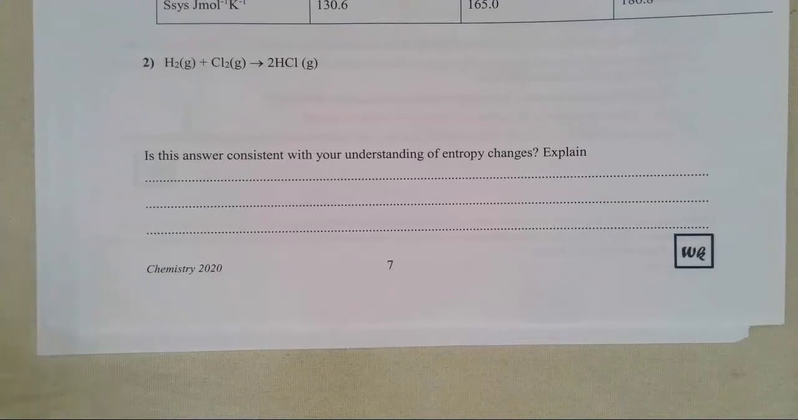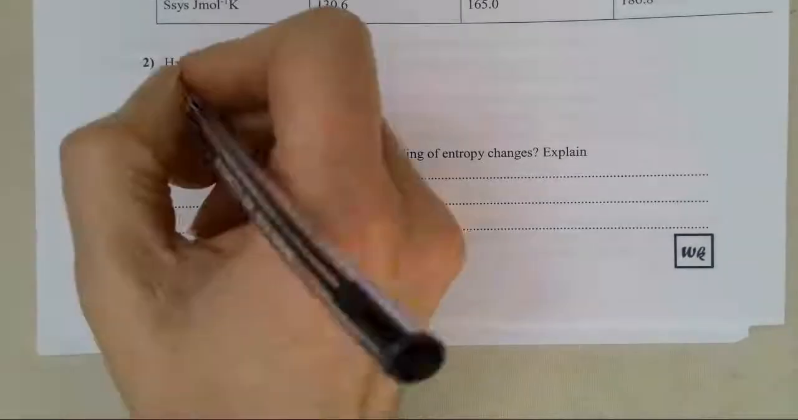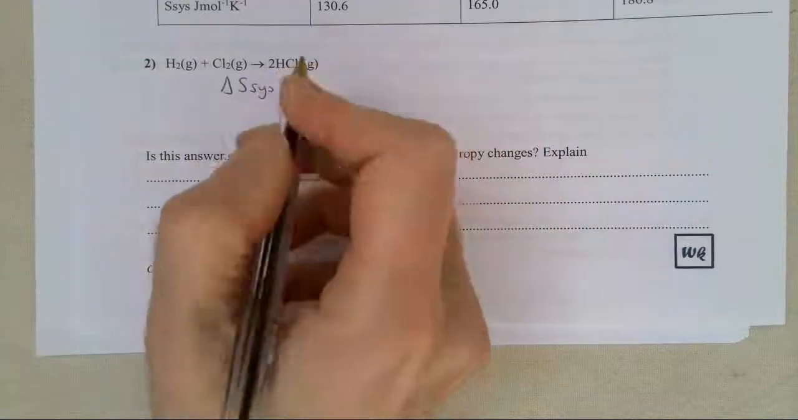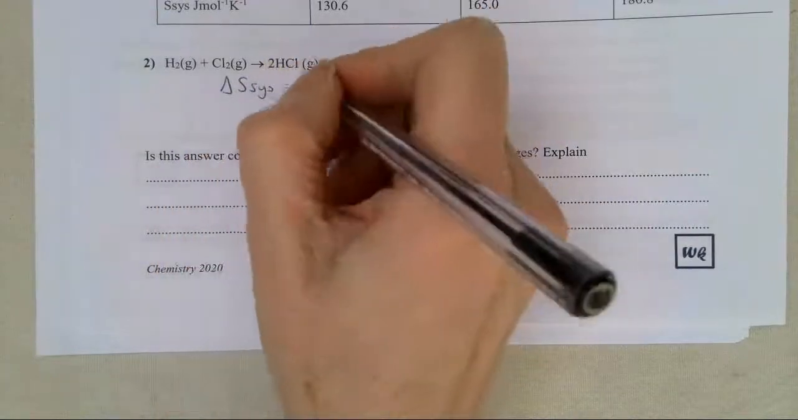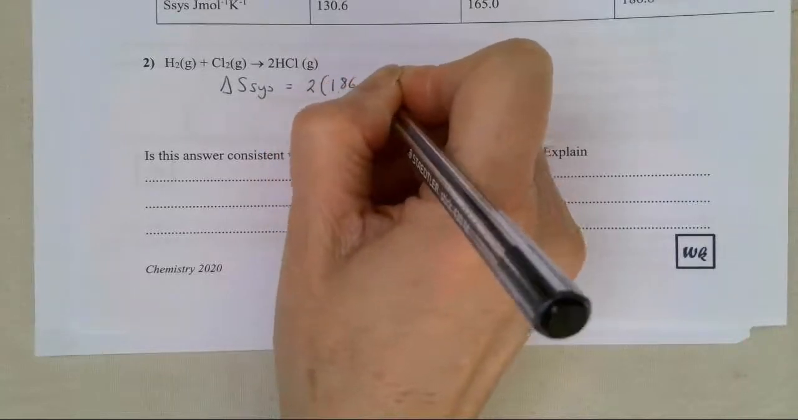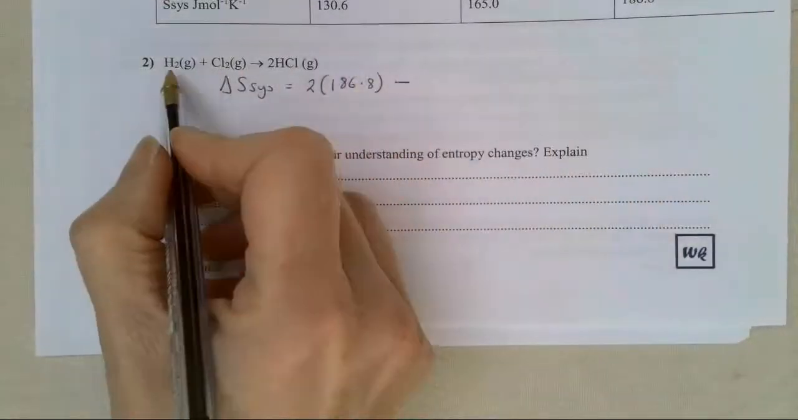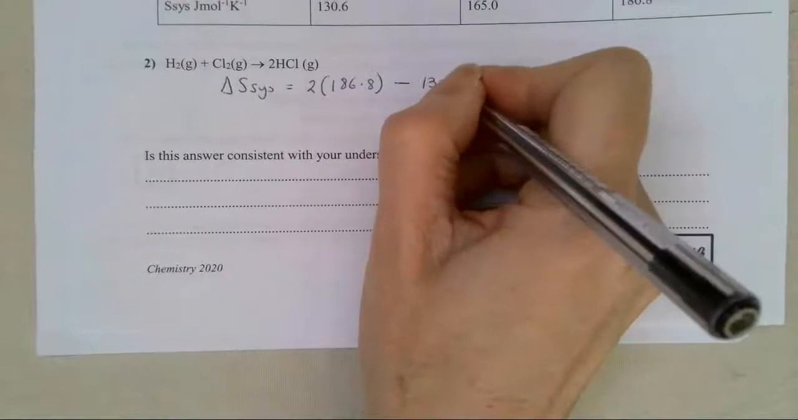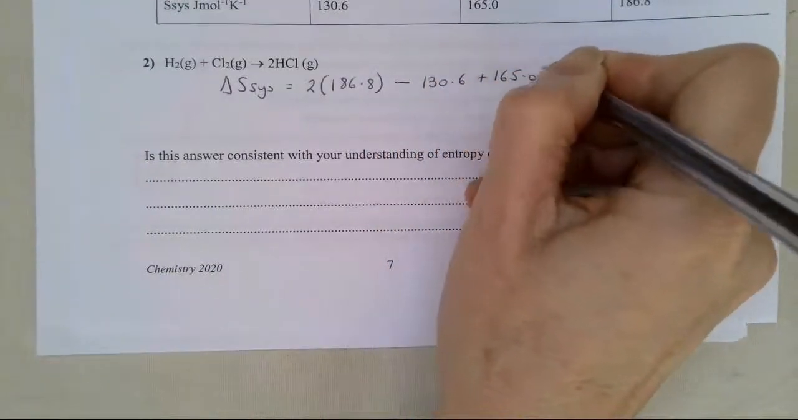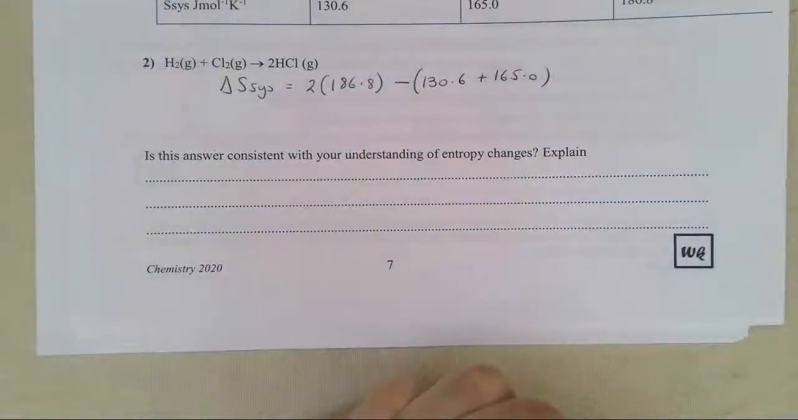Okay, so we're going to look at this second question now. So I've got hydrogen and chlorine gas reacting to form hydrogen chloride. So again, my delta S system is equal to where I end up. In this case, I've got 2 HCl, so it's 286.8. Take away where I started, which is 130.6 and 165.0. So I'm going to take those 2 away.